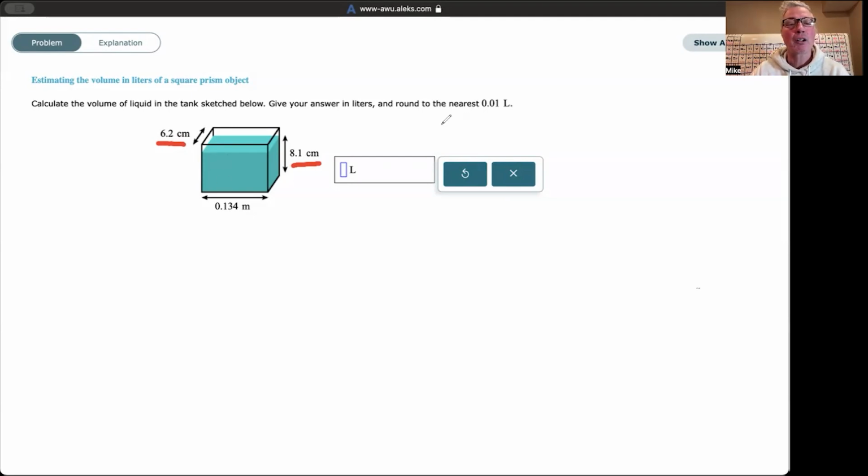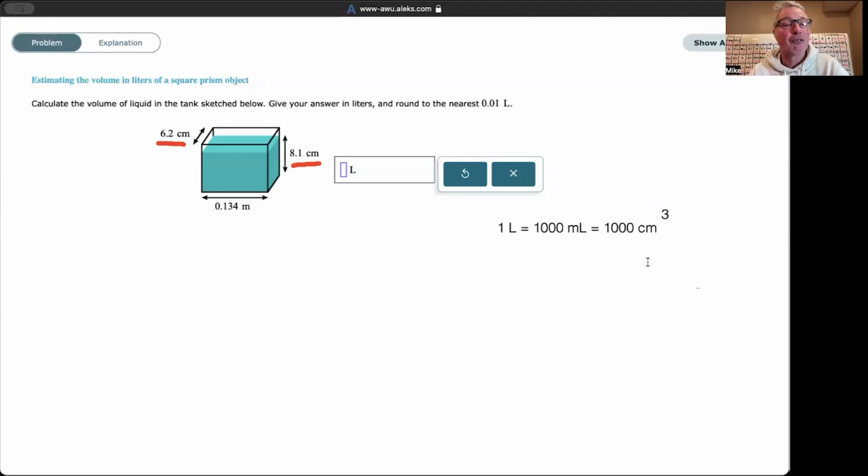So if we're going to convert centimeters times centimeters times meters into liters, we've got to think about what the conversion factors of a liter are. Here's a couple conversion factors for what a liter is. Unfortunately, you just kind of have to memorize these things. 1 liter is 1,000 milliliters, and a milliliter happens to be the same thing as a centimeter cubed. In healthcare, they call it a cubic centimeter, a cc.